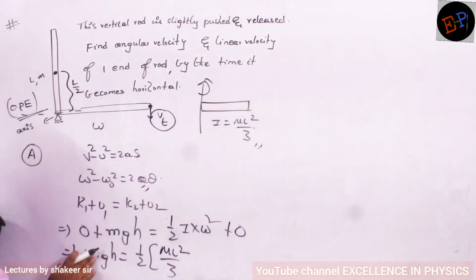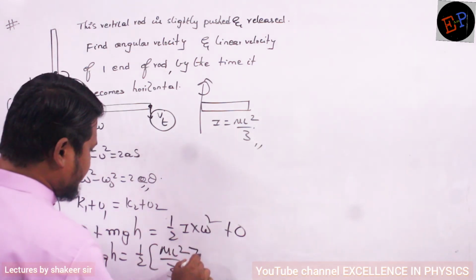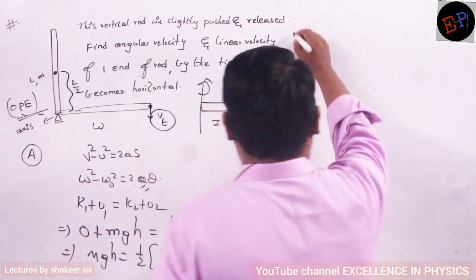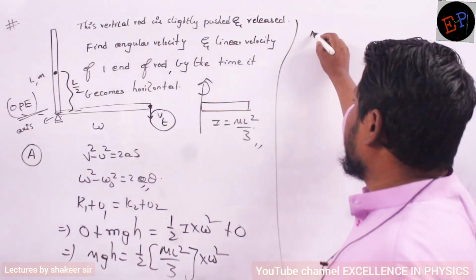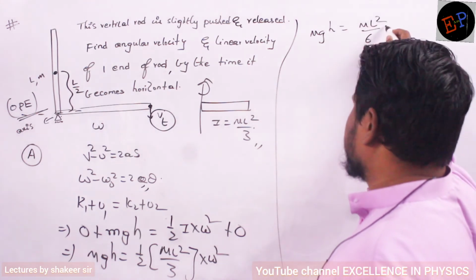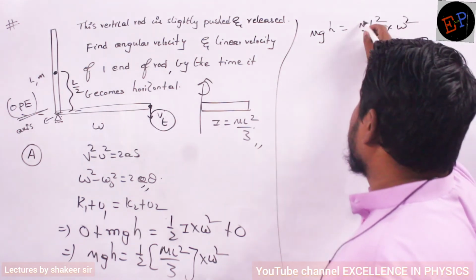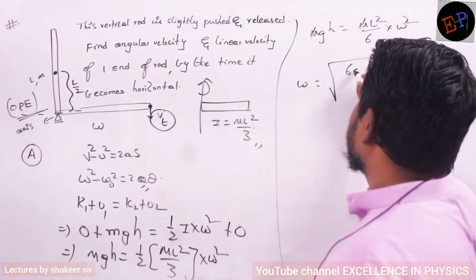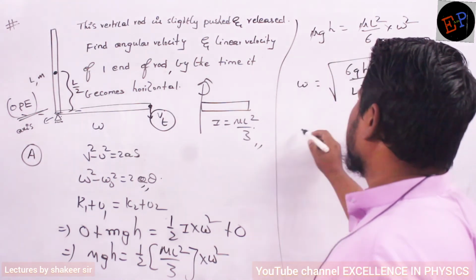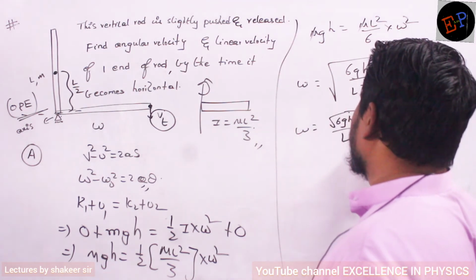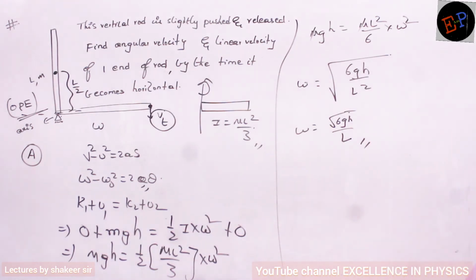Let us write all of them. They are given in capital letters, no? So ml square by 3 multiplied by omega square. Okay. So calculate the omega value from this one. Therefore, mgh is equal to ml squared by 6 multiplied by omega square. So m and m get cancelled. So omega is equal to square root of 6gh divided by L square. So omega is equal to root 6gh divided by L. So this is my omega value.